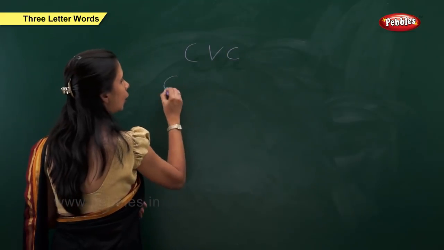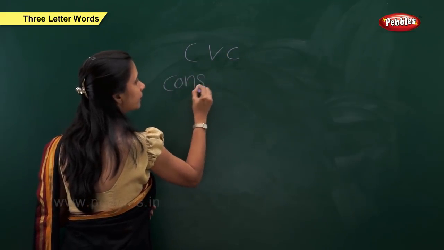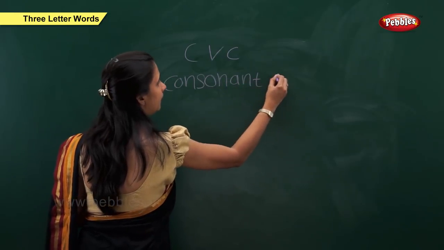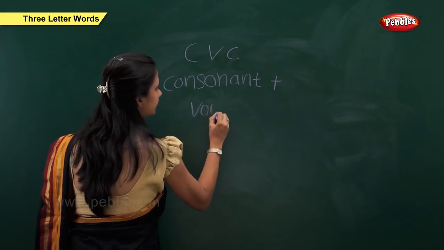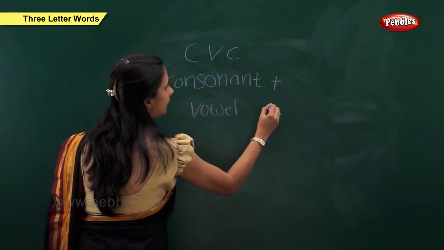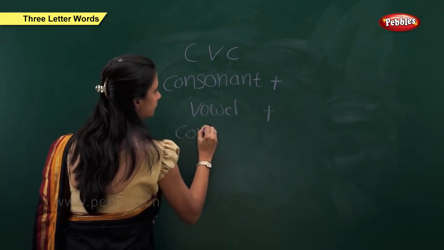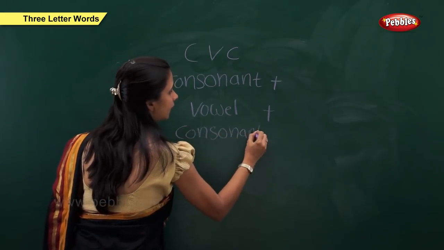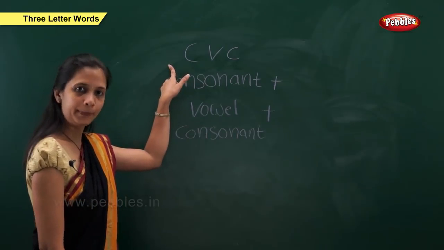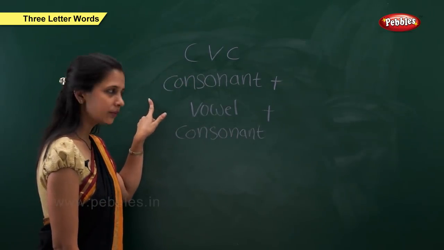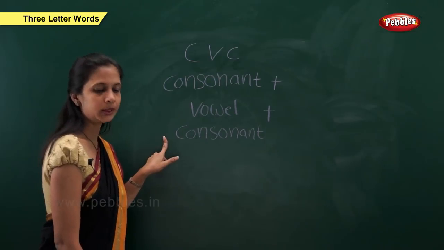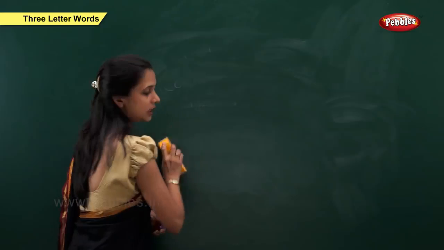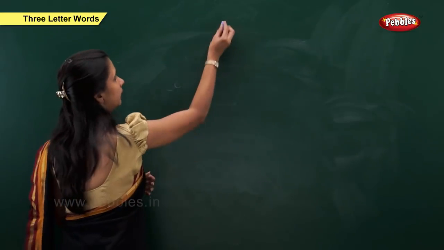It means consonant, plus vowels, plus consonant. Okay, this is the CVC pattern. Consonant plus vowel plus consonant. Okay, so now we will take the first vowel, A.